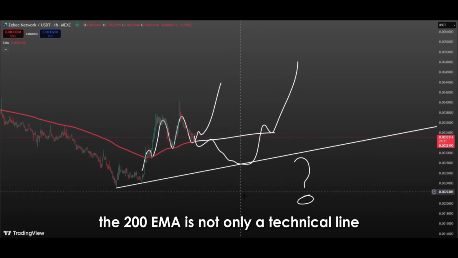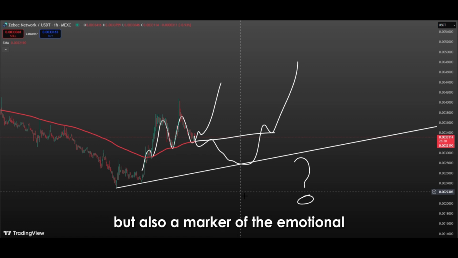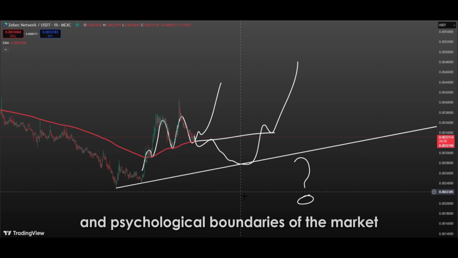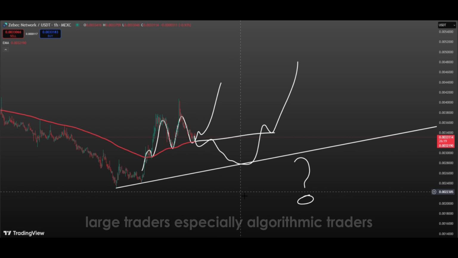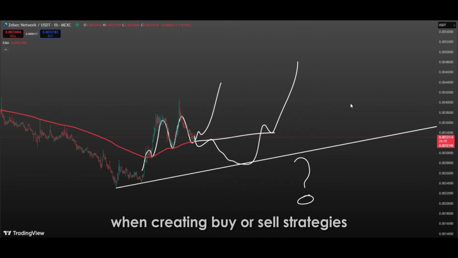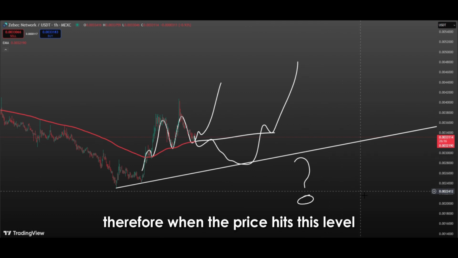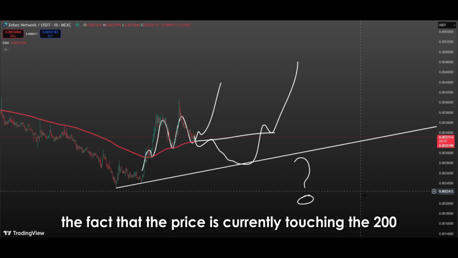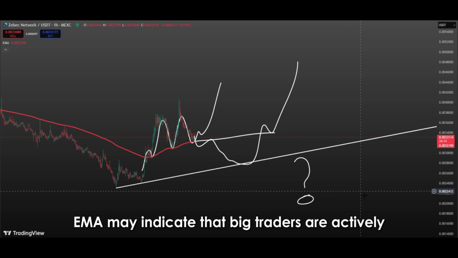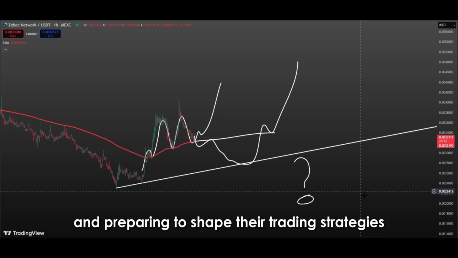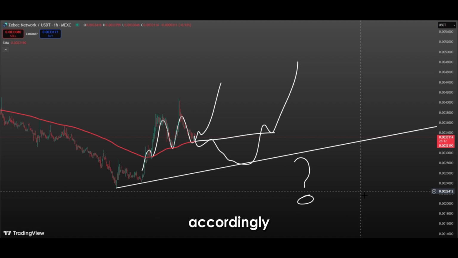The 200 EMA is not only a technical line, but also a marker of the emotional and psychological boundaries of the market. Large traders, especially algorithmic traders, take this level into account when creating buy or sell strategies. Therefore, when the price hits this level, there is usually an increase in volume. The fact that the price is currently touching the 200 EMA may indicate that big traders are actively monitoring this area and preparing to shape their trading strategies accordingly.